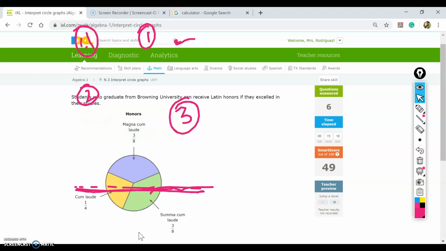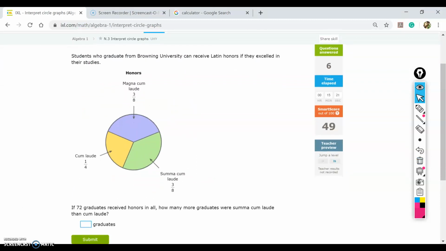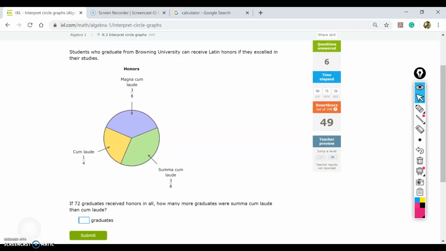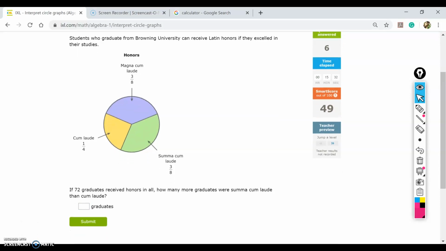Okay, I'm going to do one more. So let's read the question. Students who graduate from Browning University can receive Latin honors if they excel in their studies. And then they give you the honors. Actually, this is what they use when you graduate from college. According to your GPA, it's the honor they give you. The first one is called magna cum laude. The second one is summa cum laude, and the third one is cum laude. Right? So it's telling you in here, if 72 graduates receive honors in all, how many more graduates were summa cum laude than cum laude?